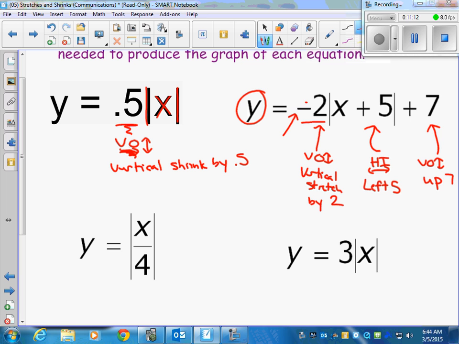And then the last piece we have is the negative. Okay, and that negative on the outside would be a vertical reflection. Okay, so that's actually the most operations we can do to any one graph in higher algebra. We can flip it vertically, stretch it vertically, up, down, and left, right movement.